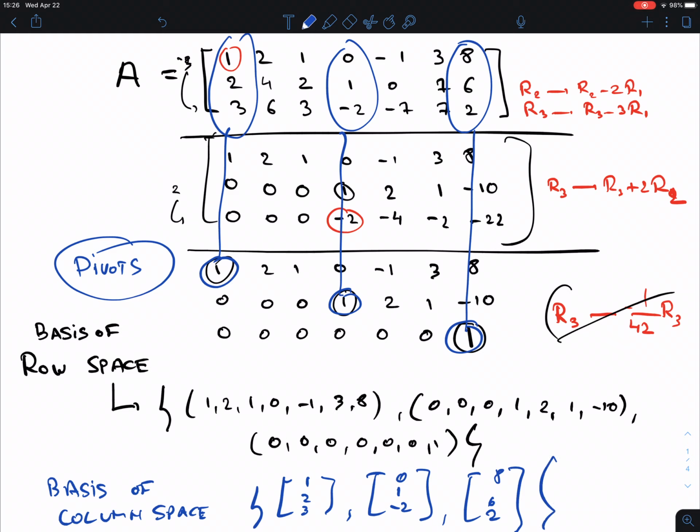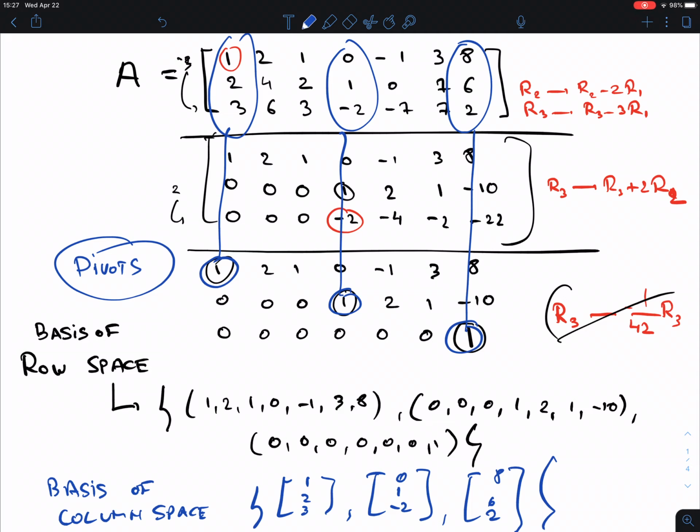This has nothing to do with the review, but I want to point this out to you. You will probably by now have figured this out. How many basis vectors are there going to be in the row space? In this case, the number of pivots, 3. How many basis vectors are going to be in the column space? Same answer, because it also depends on the pivots. So the number of basis vectors in a space is called the dimension.